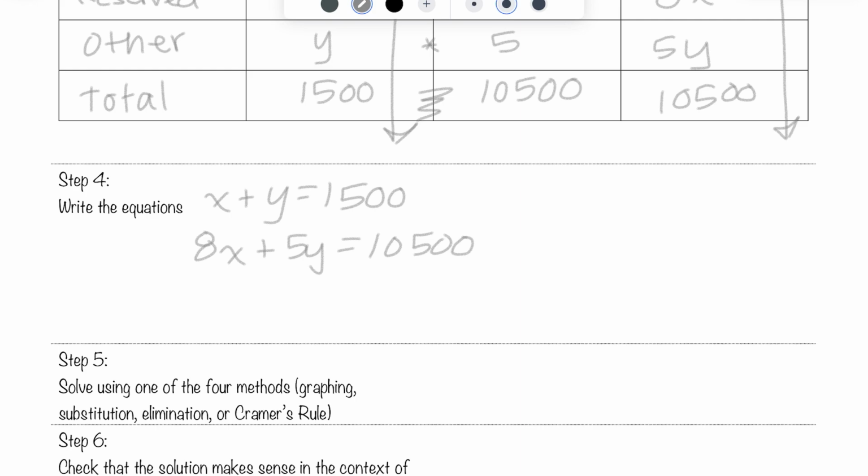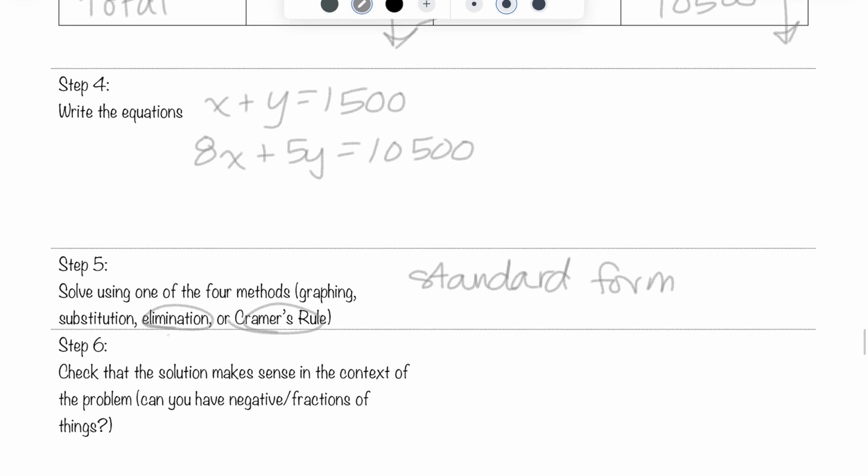This one would be great to use elimination or Cramer's rule for, because they're both in standard form. Graphing or substitution we'd have to do some manipulation with, so standard form would be better for this. And then your final step is going to be to check that your solution makes sense in the context of your problem. So can you have negatives or fractions of things here? We should not have any negatives.